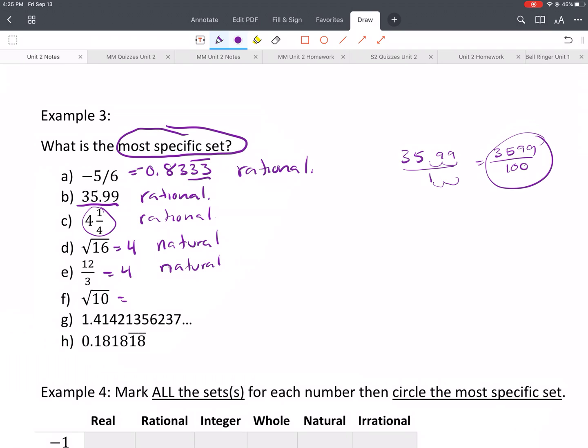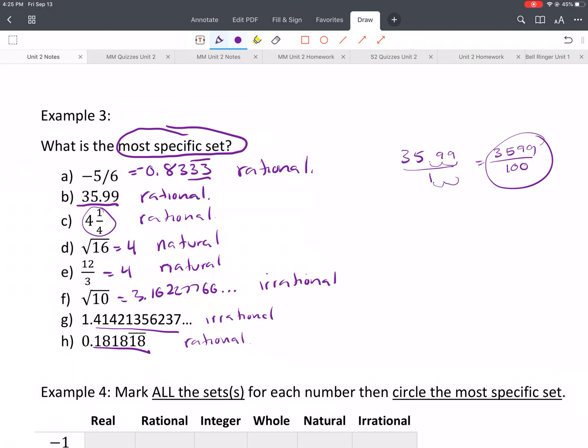So that would give us something like 3.16227766... So this would be irrational. Okay, that's pretty close to pi, 3.14. All right, next: no pattern, irrational; and pattern, so rational.